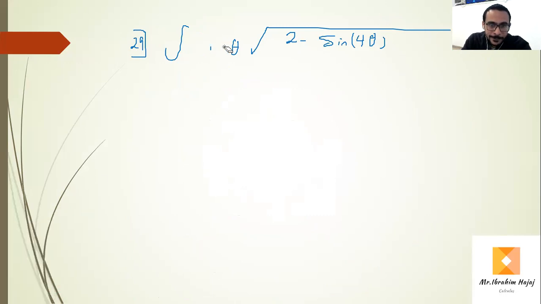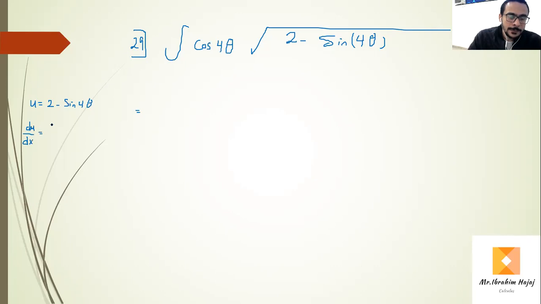Let u equal 2 minus sine 4 theta. Then du over d theta equals the derivative of sine, which is cosine 4 theta, with a negative sign, times 4 by the chain rule, the derivative of the inner function. So it is negative 4 cosine 4 theta.